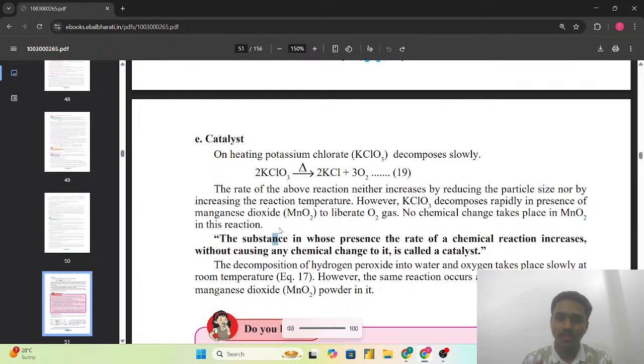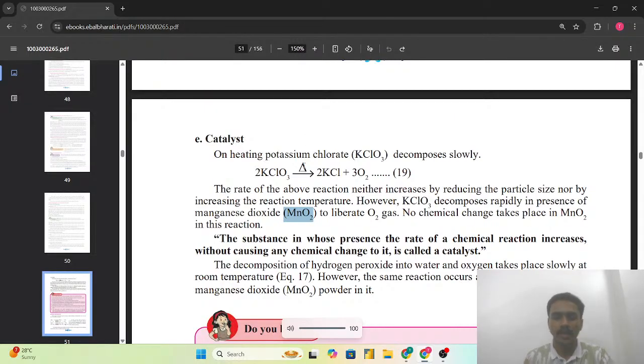So to increase the rate of the reaction, we have to add a catalyst. Here we are adding the catalyst, that is manganese dioxide. If we add manganese dioxide as the catalyst in this reaction, the rate of the reaction will also increase. No chemical change takes place in the MnO2 in this reaction.